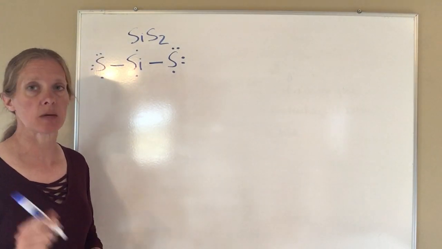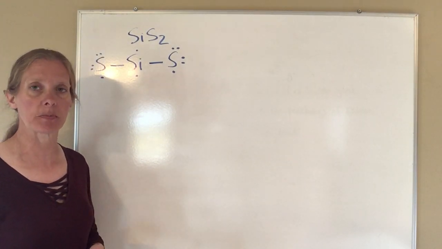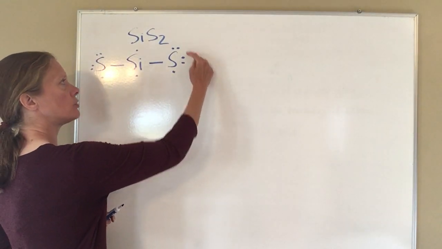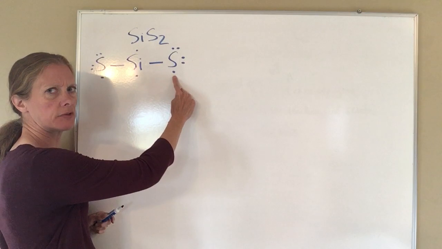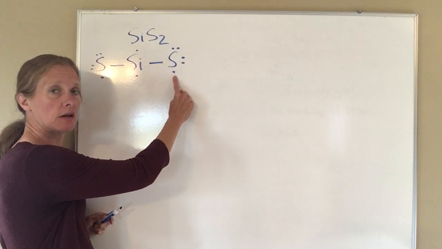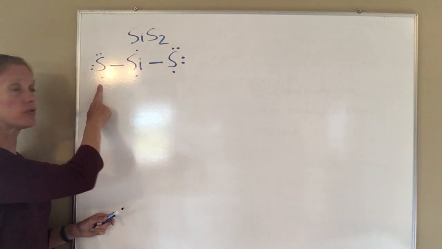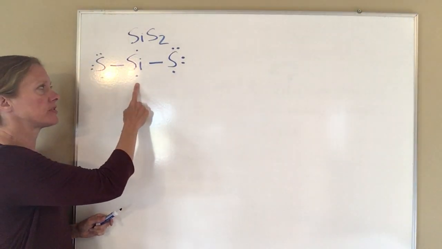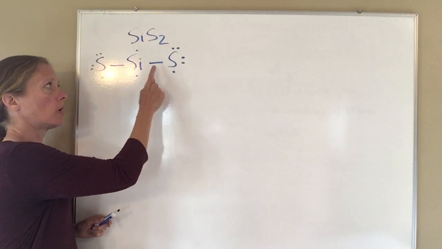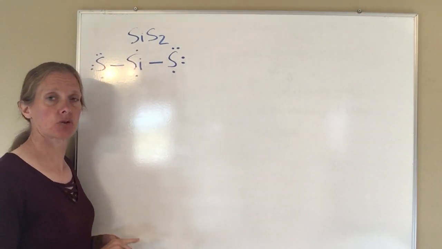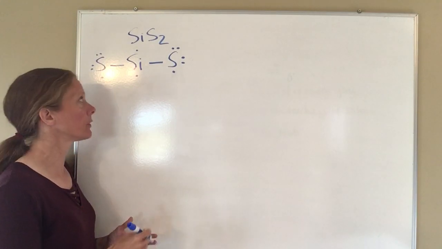Well, remember, the next step is always to count and make sure that everybody has an octet, so let's do that. If I look at this sulfur, I have 2, 4, 6, 7. Uh-oh, he's not obeying the octet rule, so he's not completely stable and he's not satisfied. This sulfur is in the same boat. He only has 7. How about the silicon? Well, he has 2, 4, 5, 6. He only has 6 electrons, so he is not satisfied either.